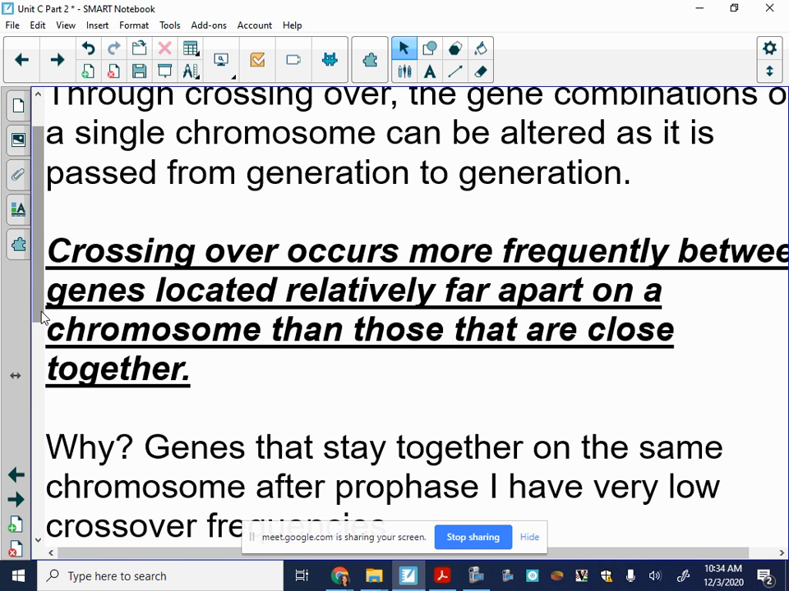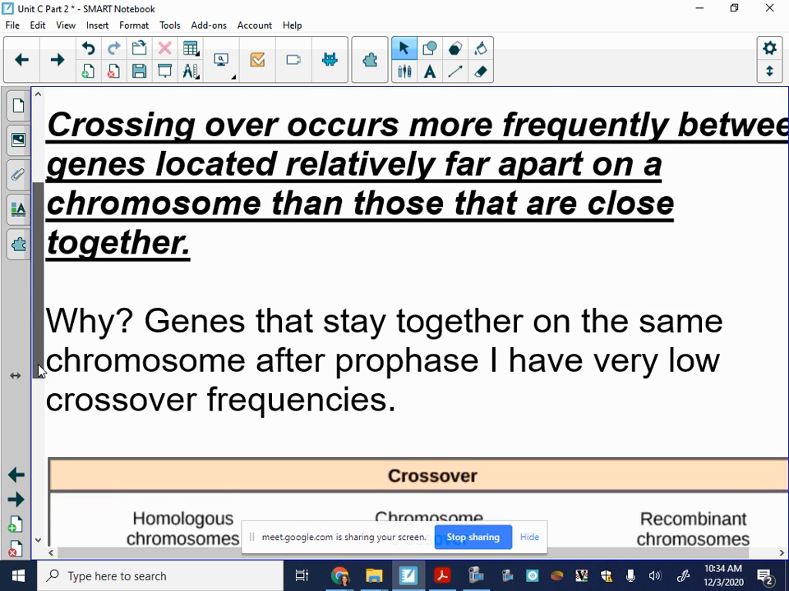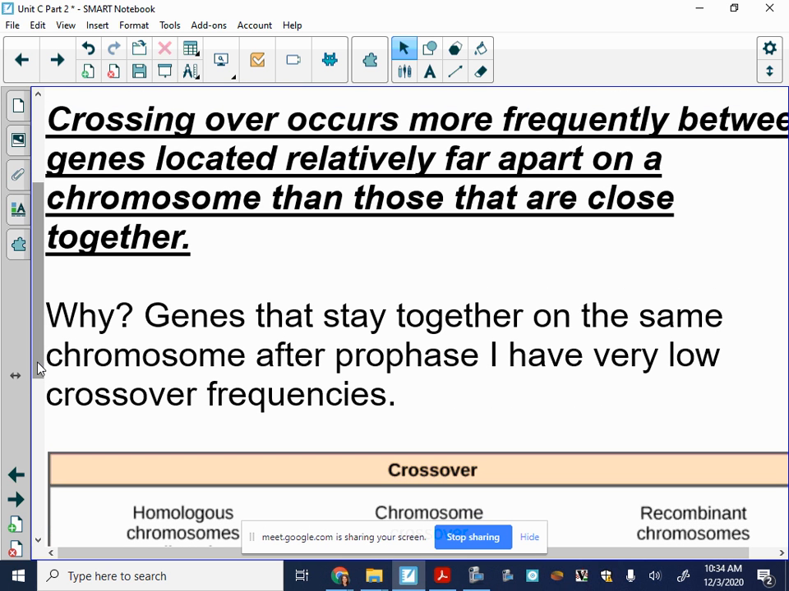Through this crossing over, the gene combinations of a single chromosome can be altered as it's passed from generation to generation. That means you're going to have the same gene in your offspring, but not necessarily the same allele combinations because of crossing over. Now listen, crossing over happens more frequently between genes located far apart on the chromosome than those that are really close together.